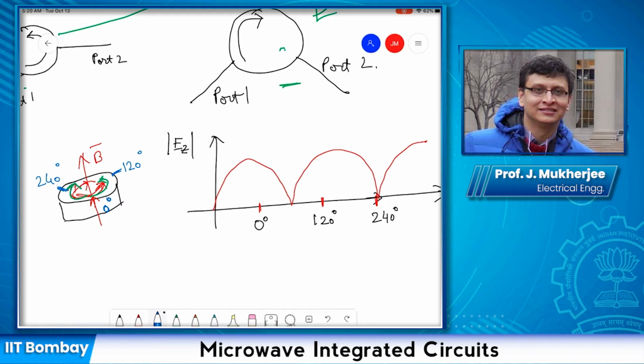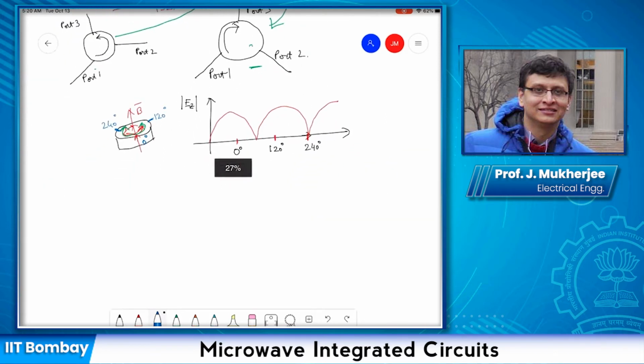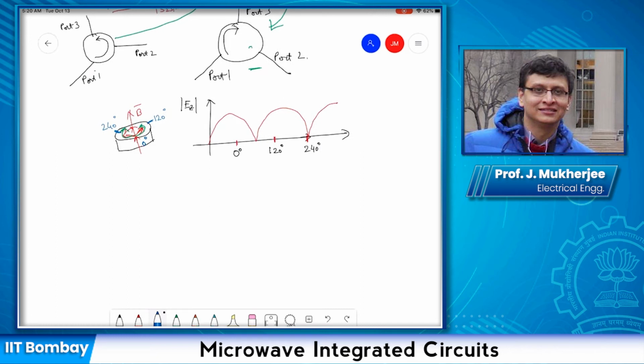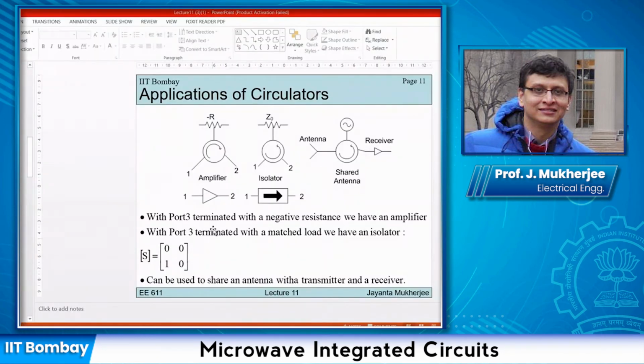Now, what are the uses of circulators? A circulator can be used for a variety of circuits. So these are some of the applications of a circulator. The first is an amplifier. In an amplifier, the circulator has a sense like this, that power flows from 1 to 3 and then to 2.